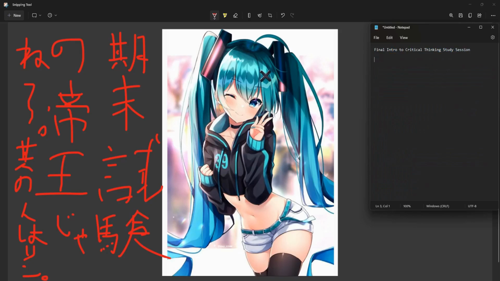So now let's look at problem set 4. Section A, true or false. The best explanation of the evidence is guaranteed to be correct. False. Why is that false?